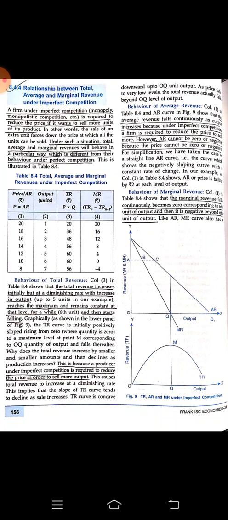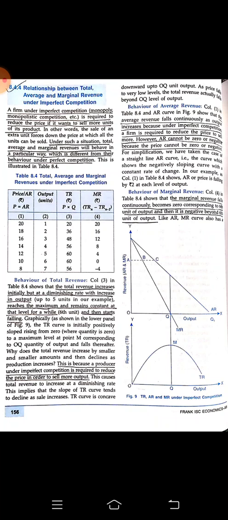What is the MR behaving with TR? You can see that the MR was high. As the production is increasing, the MR is decreasing. As the TR became constant, you can see MR reached 0, and as the TR started falling down, the MR went to the negative point. Okay, let us see with the definition.